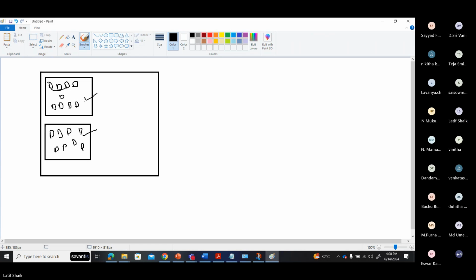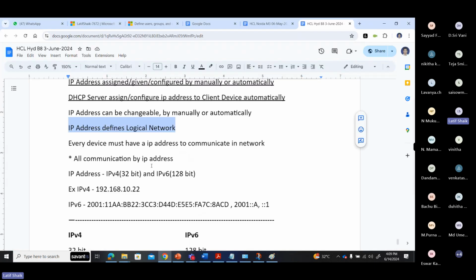Two departments are in the same physical network. These people can communicate with each other, and those people can communicate with each other, but they should not communicate across departments. So how can I make it possible? I make this an IP address of one network and assign some other IP address of a different network. So logically I divide these networks separately. That's why we are using IP addresses.